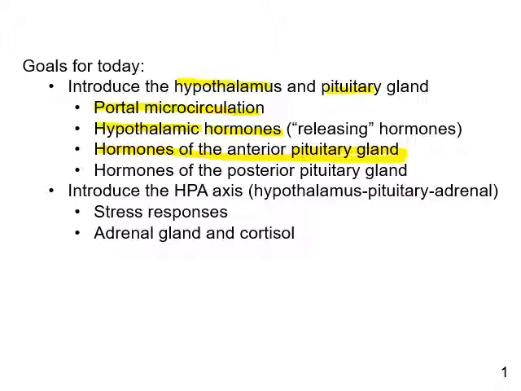We'll also spend a little bit of time talking about the hormones released by the posterior pituitary gland. And then at the end, we will talk about a specific feed forward and feedback system, the hypothalamus pituitary adrenal axis, HPA axis, that causes the release of adrenal cortisol, which is an important part of the stress response.